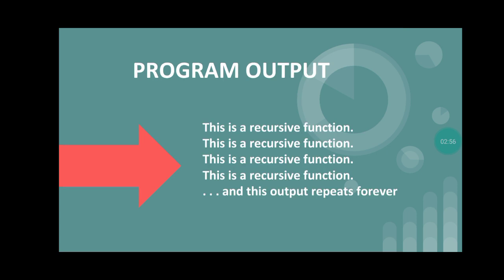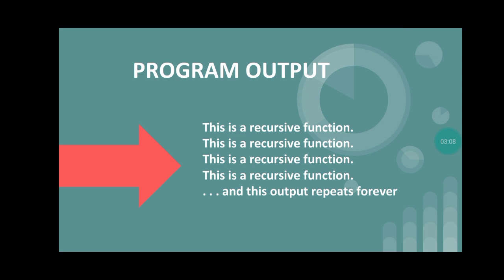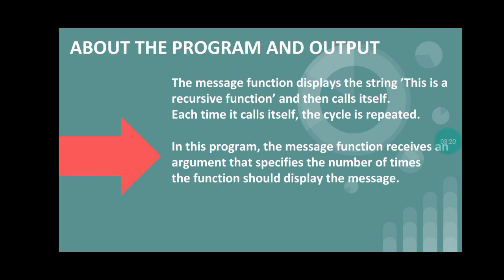This is the output of that program. "This is a recursive function." We give the print statement like this. In the output it will display "This is a recursive function," "This is a recursive function," and this output repeats forever because it is a recursive function. It will call repeatedly until the program ends.